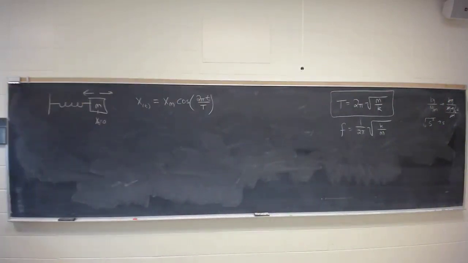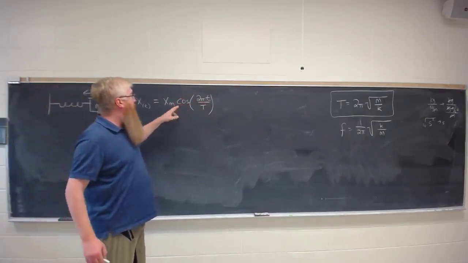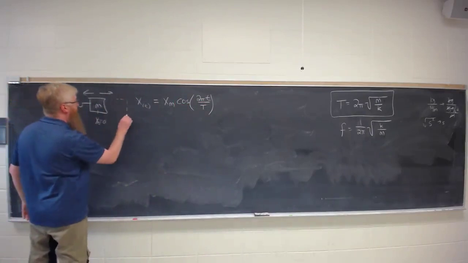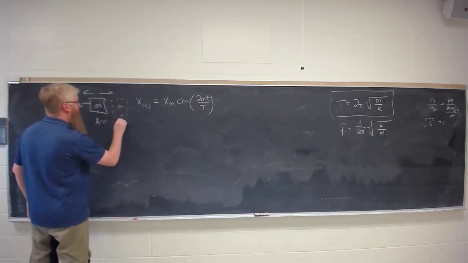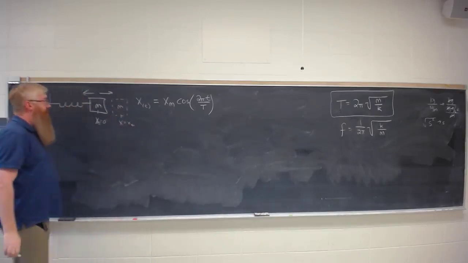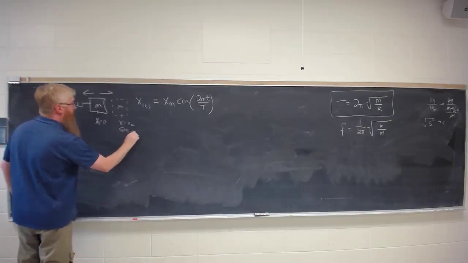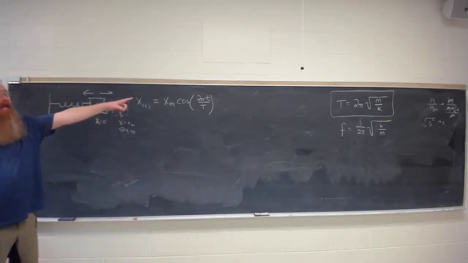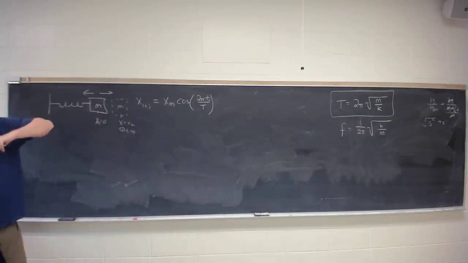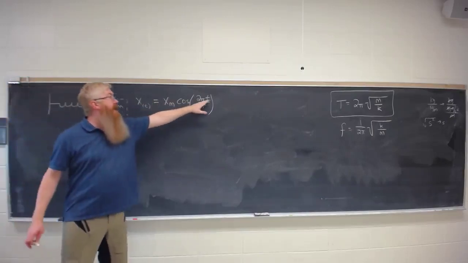Basically what it states though is at time 0, cosine of 0 is 1, so the position will be at its maximum. The block would be over here at x equals x of m, its maximum displacement at time 0. If that's the case, then at any time later, if I knew the period of oscillation, which I can get from that equation over there on the right, I can tell you the current position of the mass at any time t.